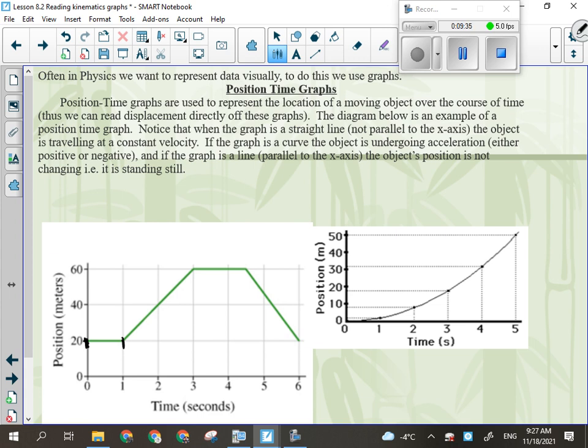Nothing. It's not moving between 0 and 1 second because its position stays the same. It doesn't change. At time 0 seconds, the object was at position 20 meters. And at 1 second, it's still at position 20 meters. So it obviously didn't move during that second. That's something that we can just interpret from the graph. Now, between 1 second and 3 seconds, what's the object doing?